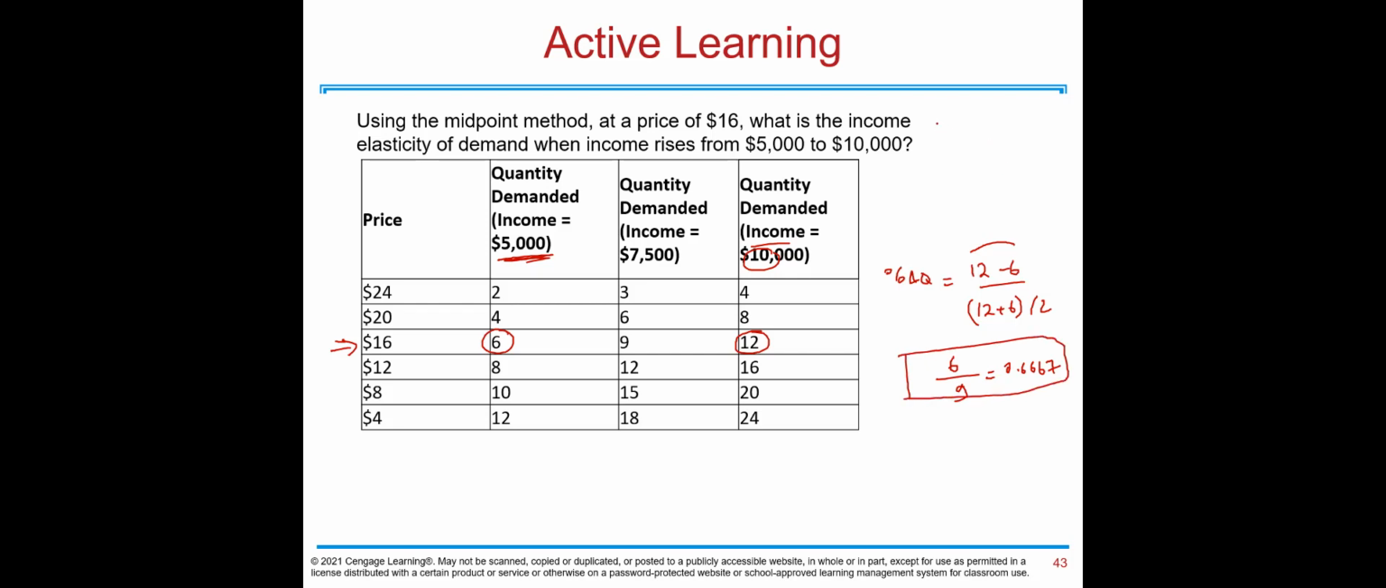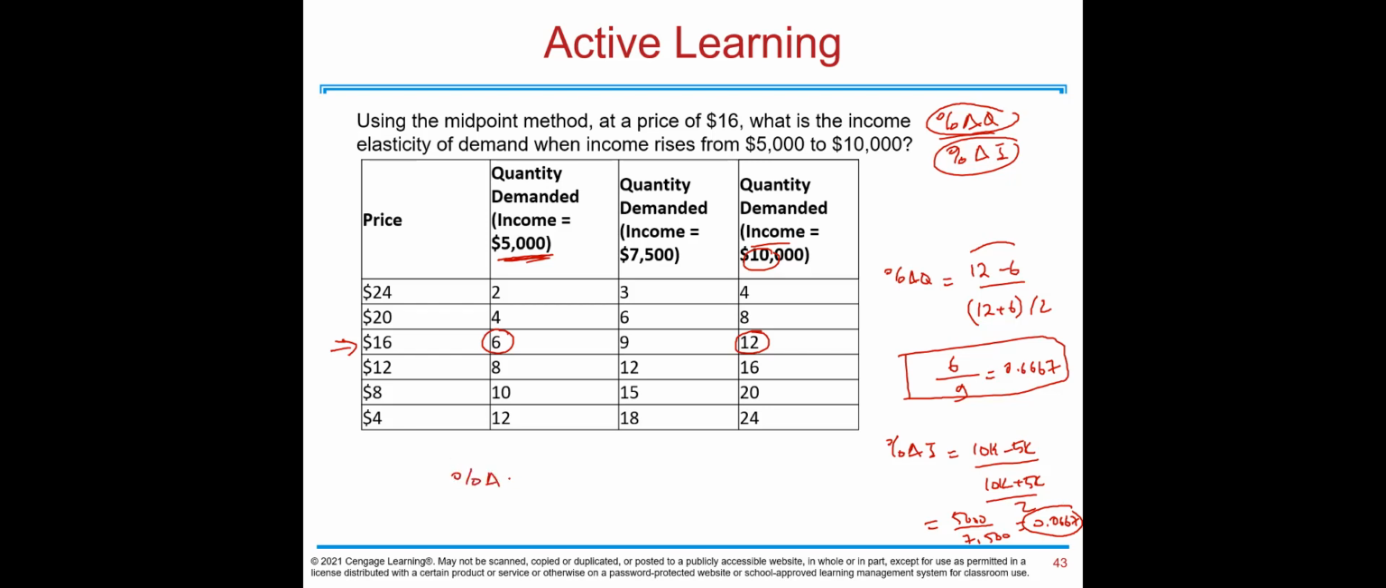Remember, income elasticity is percentage change in quantity divided by percentage change in income. And now we find this part. Let's find the denominator. The denominator is the percentage change in income, which is 10,000 minus 5,000 divided by the average of income, 7,500. That is 5,000 divided by 7,500, which is equal to 0.0667. This is the denominator.